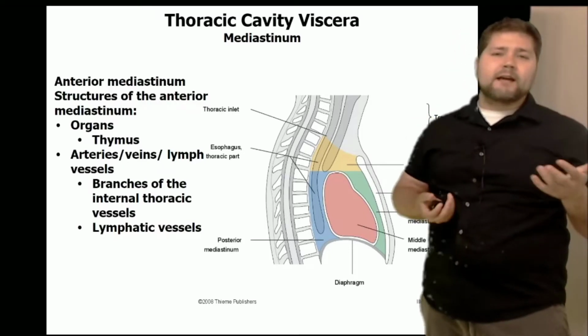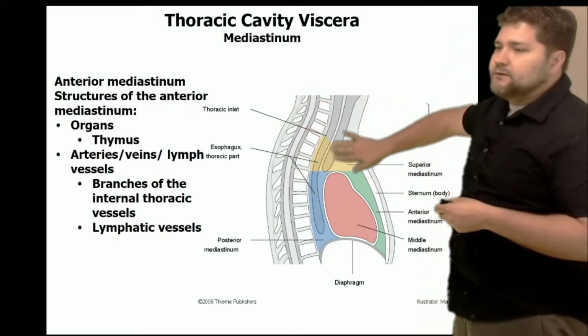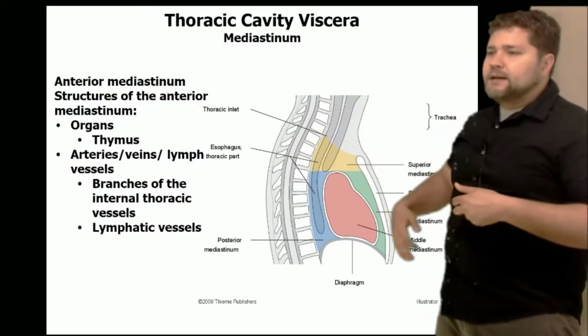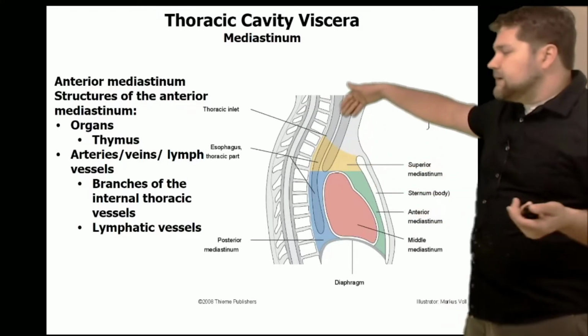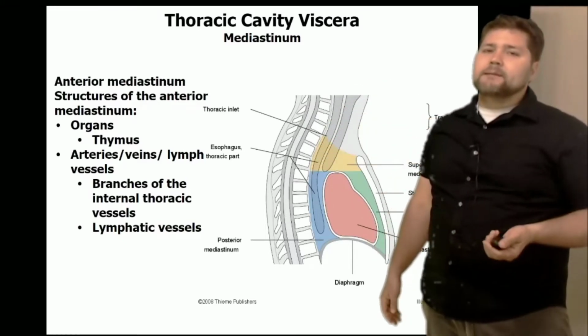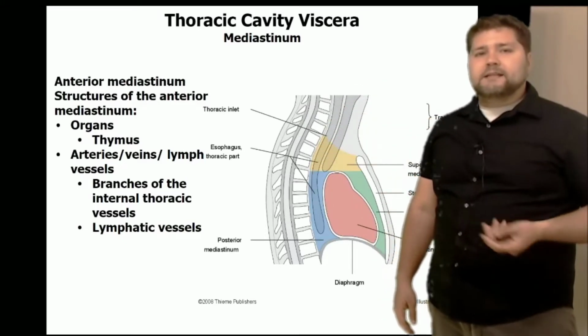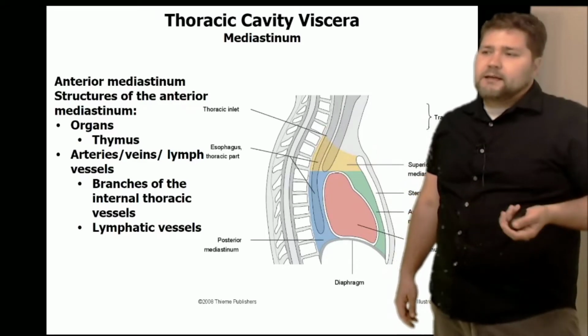There's really not a lot going on. You can see in this sagittal view here, the anterior is really just that green stuff. Not a lot. Organ-wise, thymus can dip into the anterior mediastinum, but a lot of times in adults, it's regressed to fatty tissue, so it might not even be present, but we'll include it.